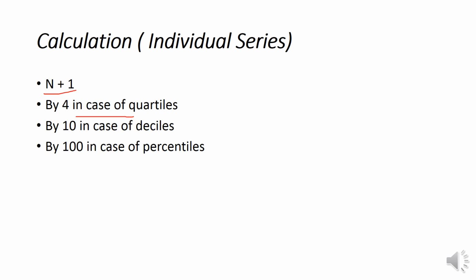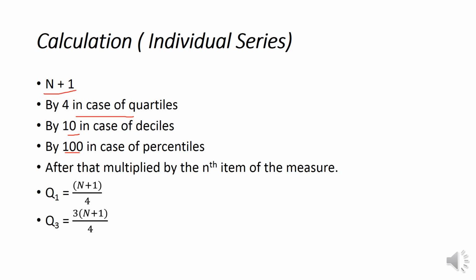If we have to calculate deciles, we divide n plus 1 by 10. And if we have to calculate percentiles, we divide n plus 1 by 100. After that, the result is multiplied by the item of the given data. So when calculating Q1 in an individual series, the formula is Q1 equals (n plus 1) divided by 4, and Q3 equals 3 times (n plus 1) divided by 4.